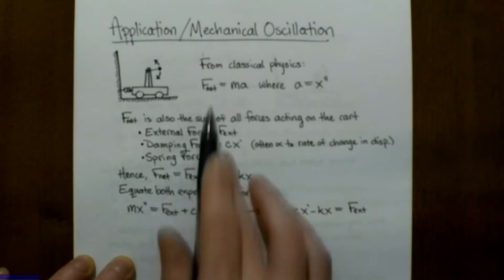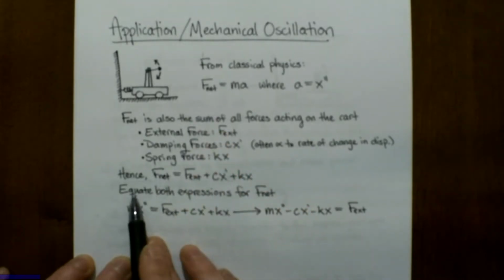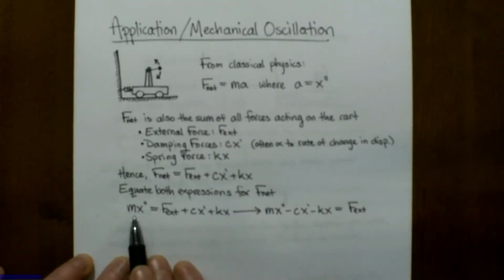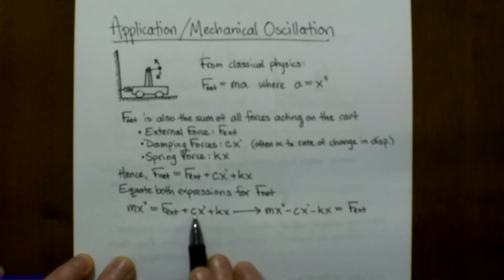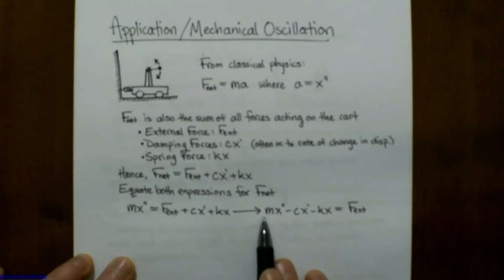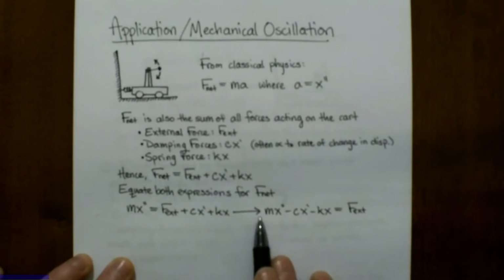Since we have two equations for the net force, let's go ahead and equate them. So we can say then that the net force mx double prime is equal to the external force plus the damping force plus the spring force. Let's move everything without an x over to the right-hand side and everything with an x over to the left. And we'll see that this actually ends up in a form that by now you're probably quite familiar with.